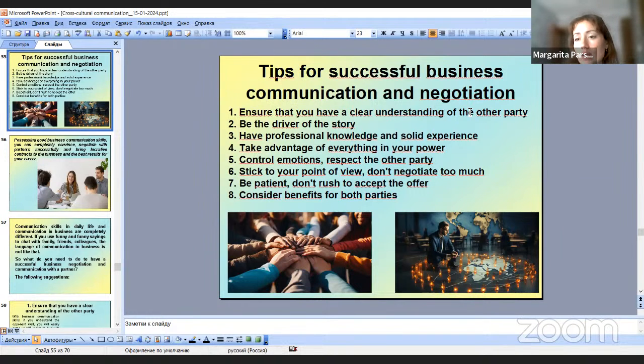In one meeting, we can stay on one point, and some points we can take to another meeting. But if there is a serious decision, we must not make a rushed decision on a serious point in business communication. And consider benefits for both parties. Of course, it will be very good if there are benefits for every party in this communication process.